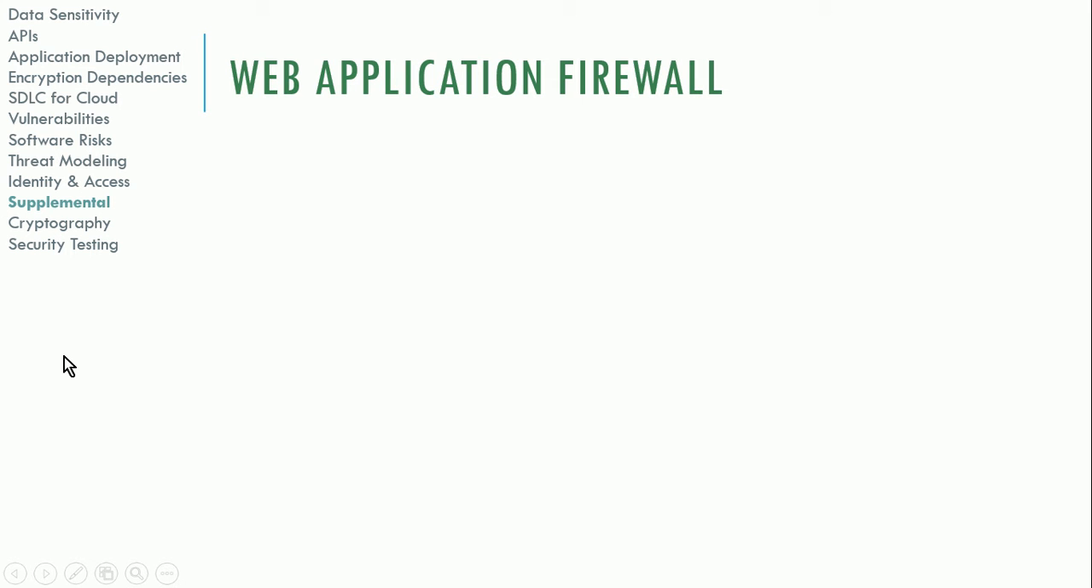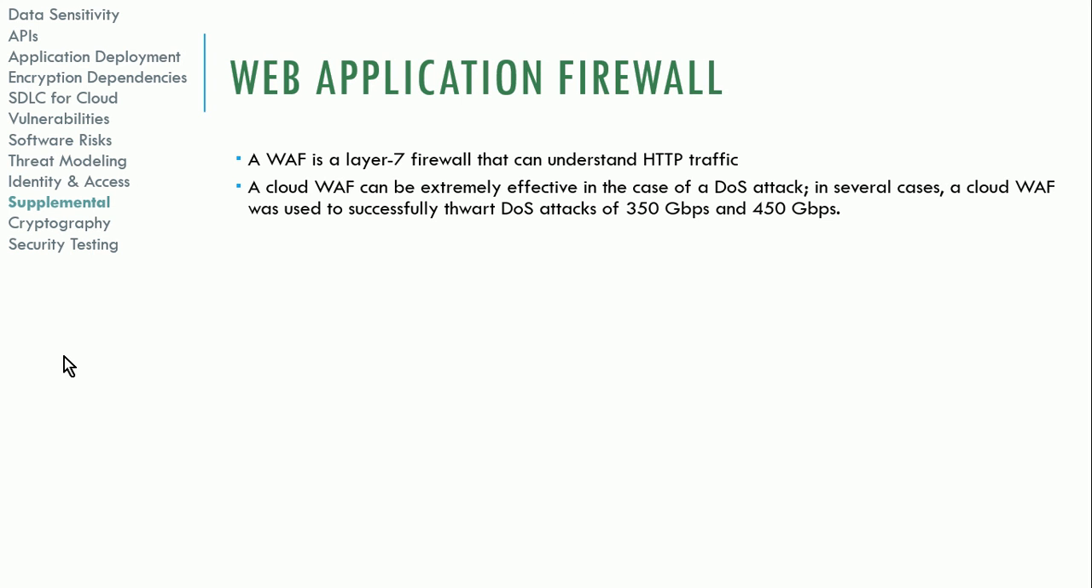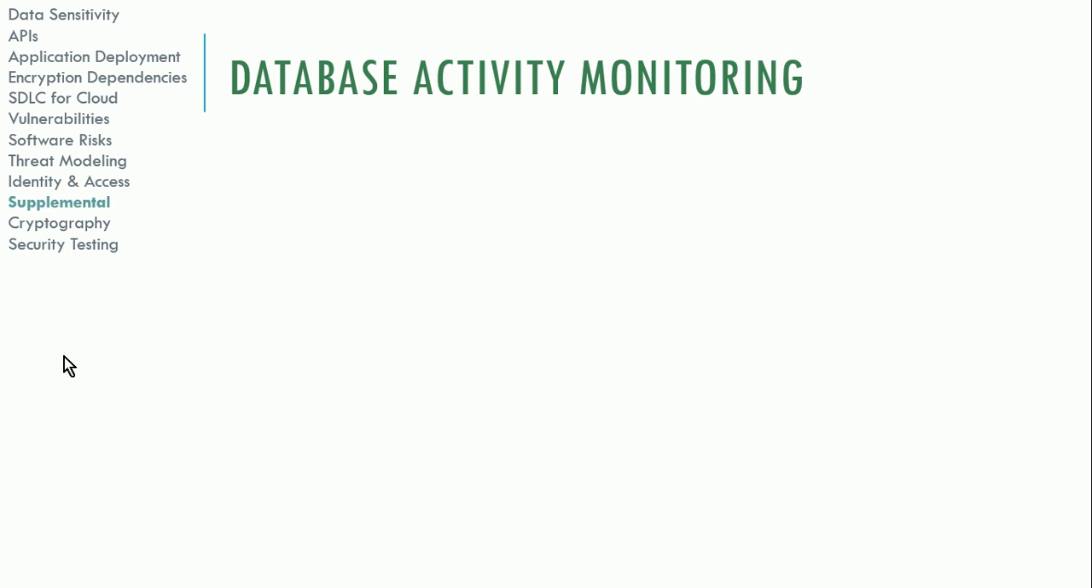There are some supplemental technologies that might be available for us in the cloud. For example, a web application firewall. These are not restricted to just the cloud, but sometimes our cloud providers give us tools such as a web application firewall. Basically, a web application firewall is a layer 7 firewall that understands HTTP traffic and the HTTP protocol, and it can be very effective against denial of service attacks. It understands injection attacks and things like that, so it can monitor those types of attacks and thwart them. Again, it's an option usually that we can enable with our cloud service providers.